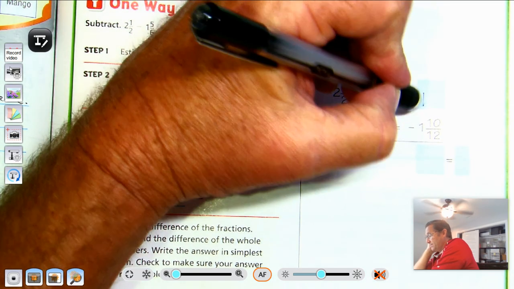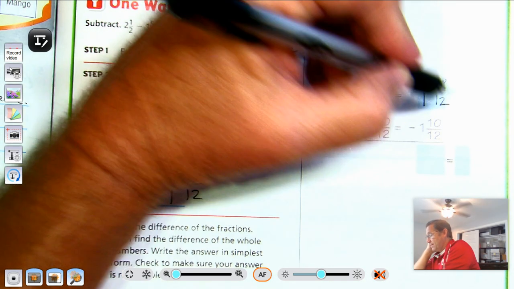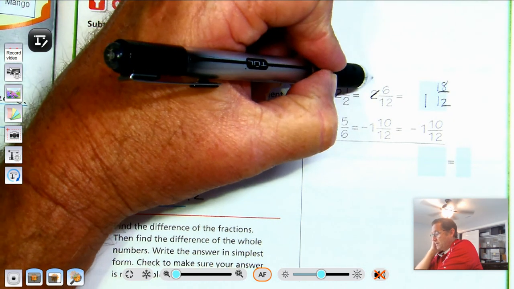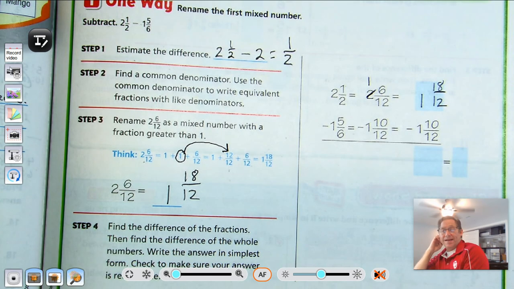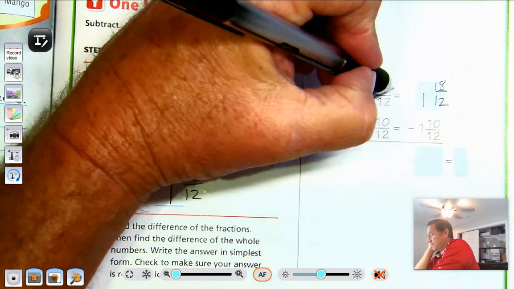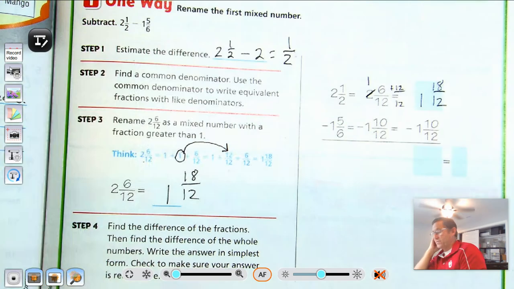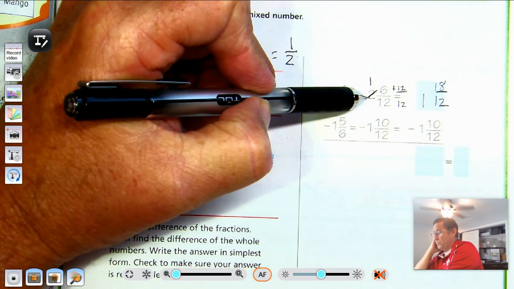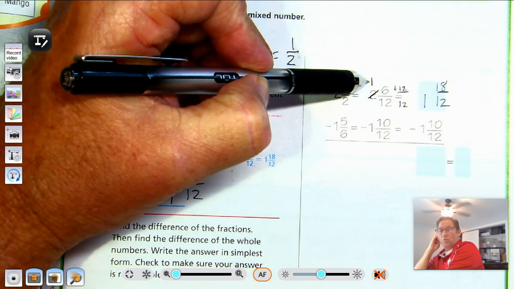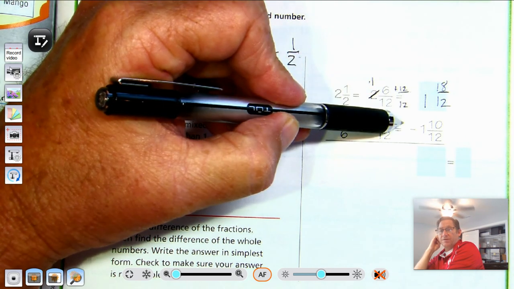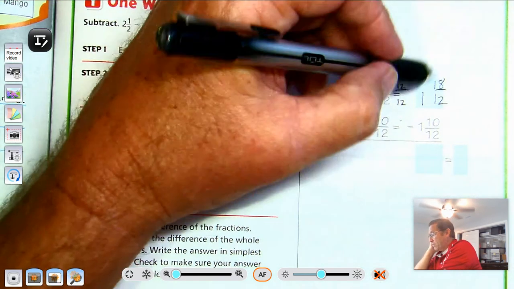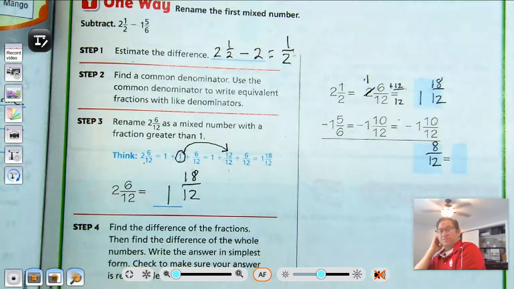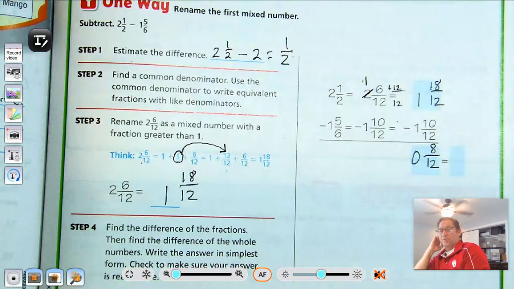So now we'll go back up here. In a sense, what we did was we borrowed or renamed one of the wholes as 12/12, and we added. We traded them, right? Now we can subtract. 18 take away 10 is 8. Place it over the denominator 12. And 1 take away 1 is 0.